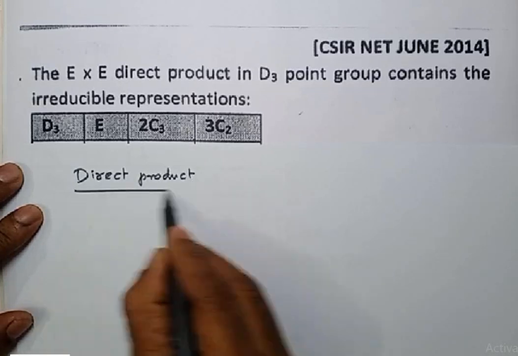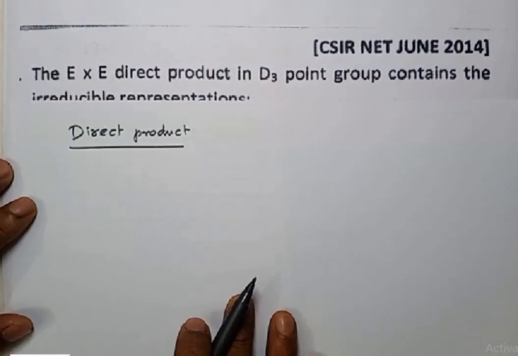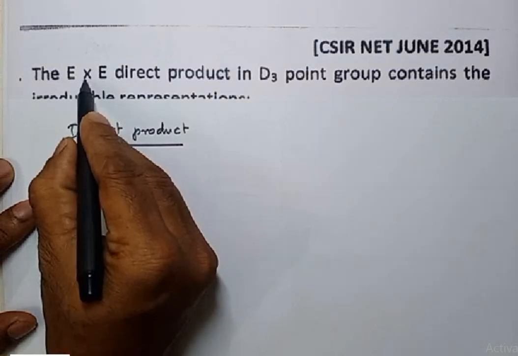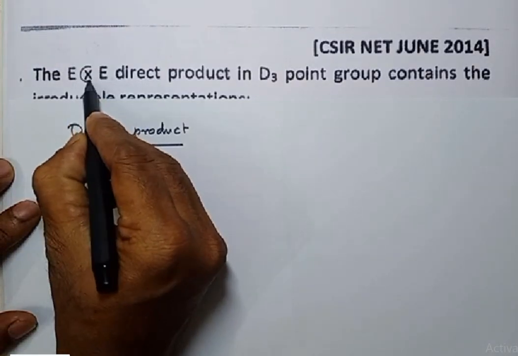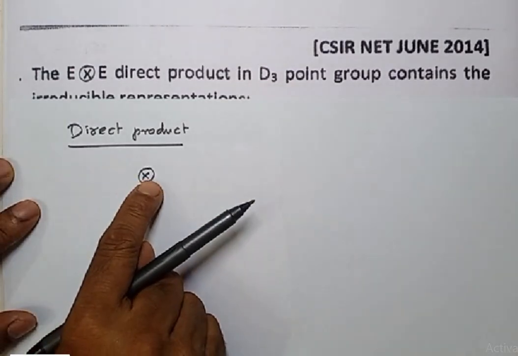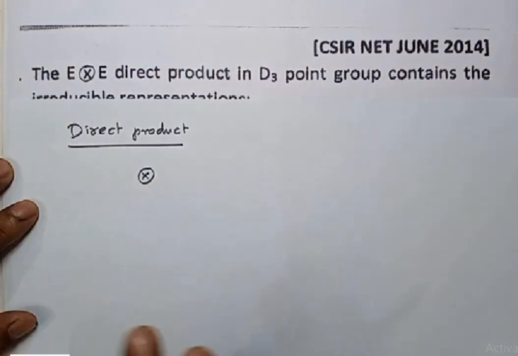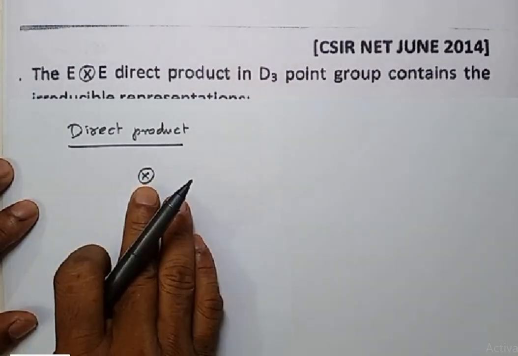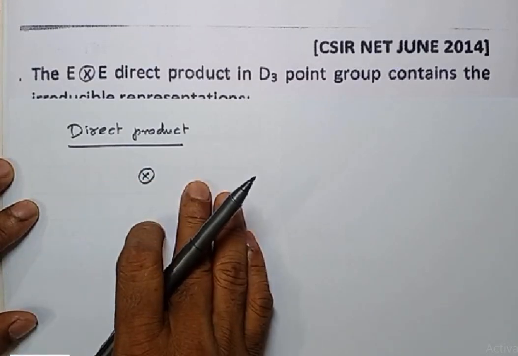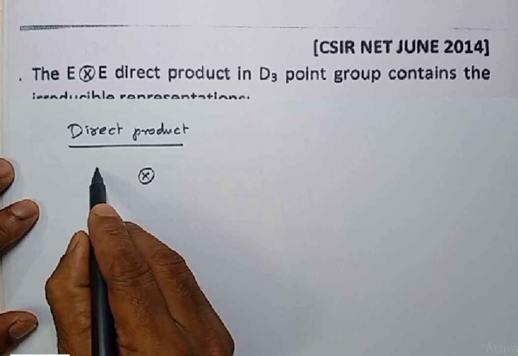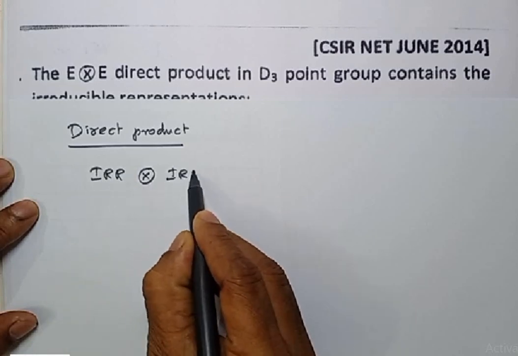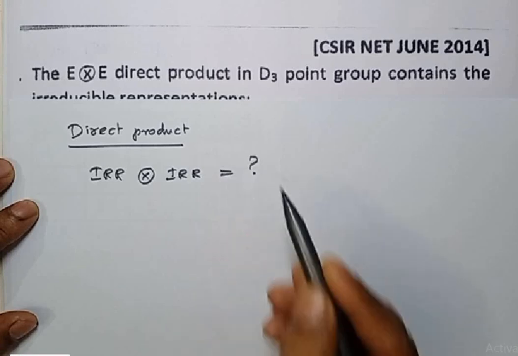Direct product. We represent direct product by this symbol actually. Actually, it is given as a cross, but they are supposed to give a circle with a cross. This is the standard representation of direct product. If you take the direct product of one irreducible representation and another irreducible representation, what will be the result?